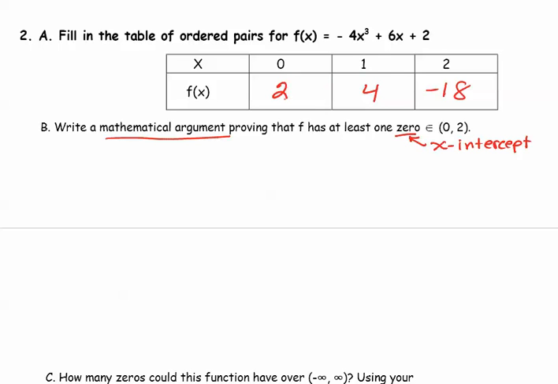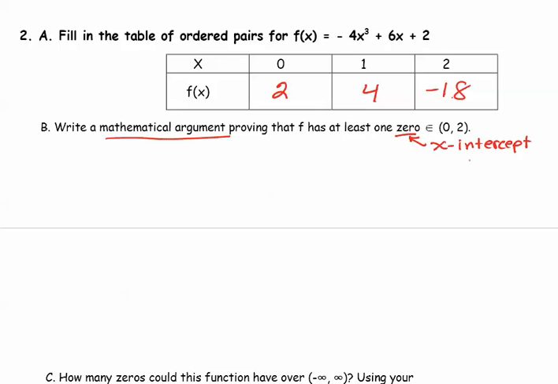So between 0 and 1, the y-coordinates are 2 to 4. That doesn't actually prove that there is not a 0. It could cross the axis an infinite number of times, but it might go directly from 2 to 4. So we don't know whether there's an x-intercept there. But between 1 and 2, it goes from a positive y-coordinate to a negative y-coordinate. So certainly there must be at least one x-intercept between 1 and 2.